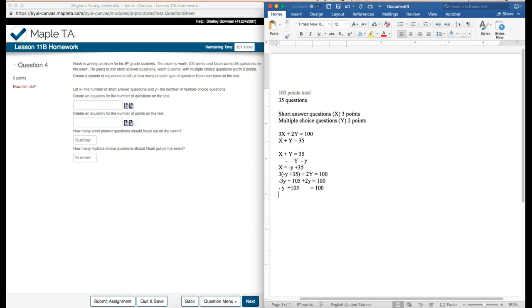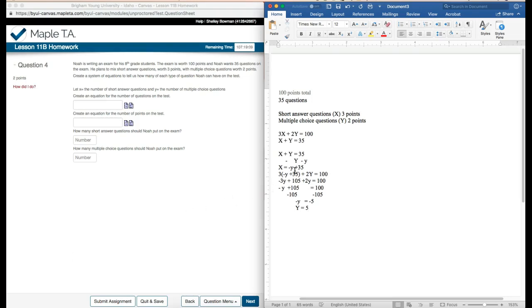To continue solving, I'm going to subtract 105 from both sides to get rid of it on the left side, and have to do it to both sides to keep it balanced, which leaves me with negative y on the left, and positive 100 minus 105 leaves me with negative 5. And to continue solving for y, I need to divide both sides by negative 1, which leaves me negative y divided by negative 1 is positive y, and negative 5 divided by negative 1 is positive 5. So that gives me the y value.